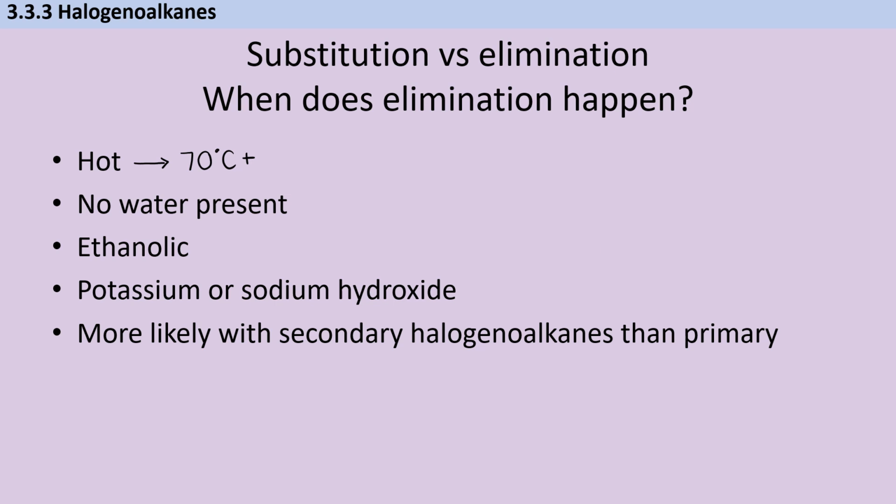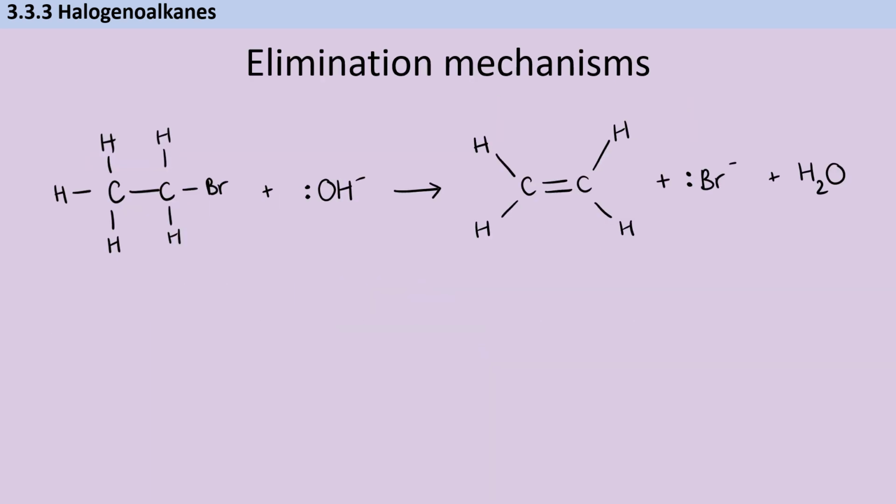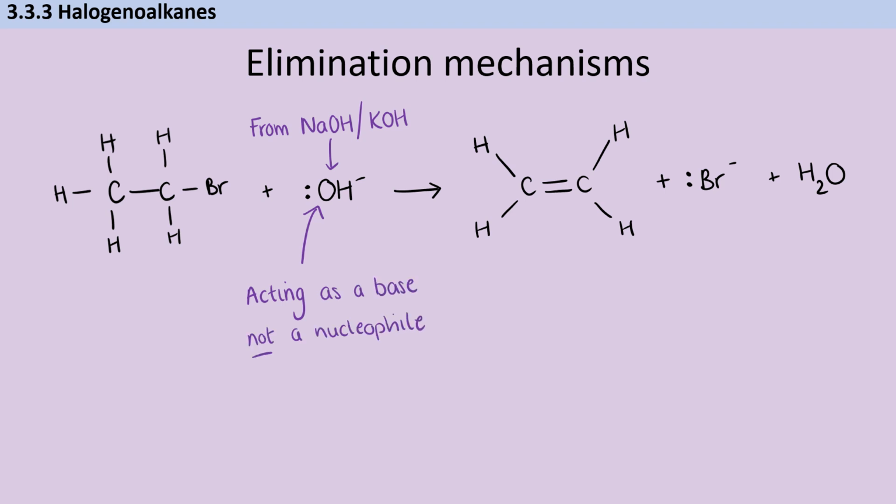Both reactions require the halogenoalkane to be dissolved in ethanol, and both of them are going to require the presence of some hydroxide ions, so either potassium or sodium hydroxide. The other thing is that whereas primary halogenoalkanes are more likely to undergo substitution, secondary halogenoalkanes are more likely to undergo elimination. So in this elimination mechanism, we're going to have some hydroxide ions, which have come from either potassium hydroxide or sodium hydroxide. And it's important that you understand that in this reaction, the hydroxide ion is acting as a base, not as a nucleophile.